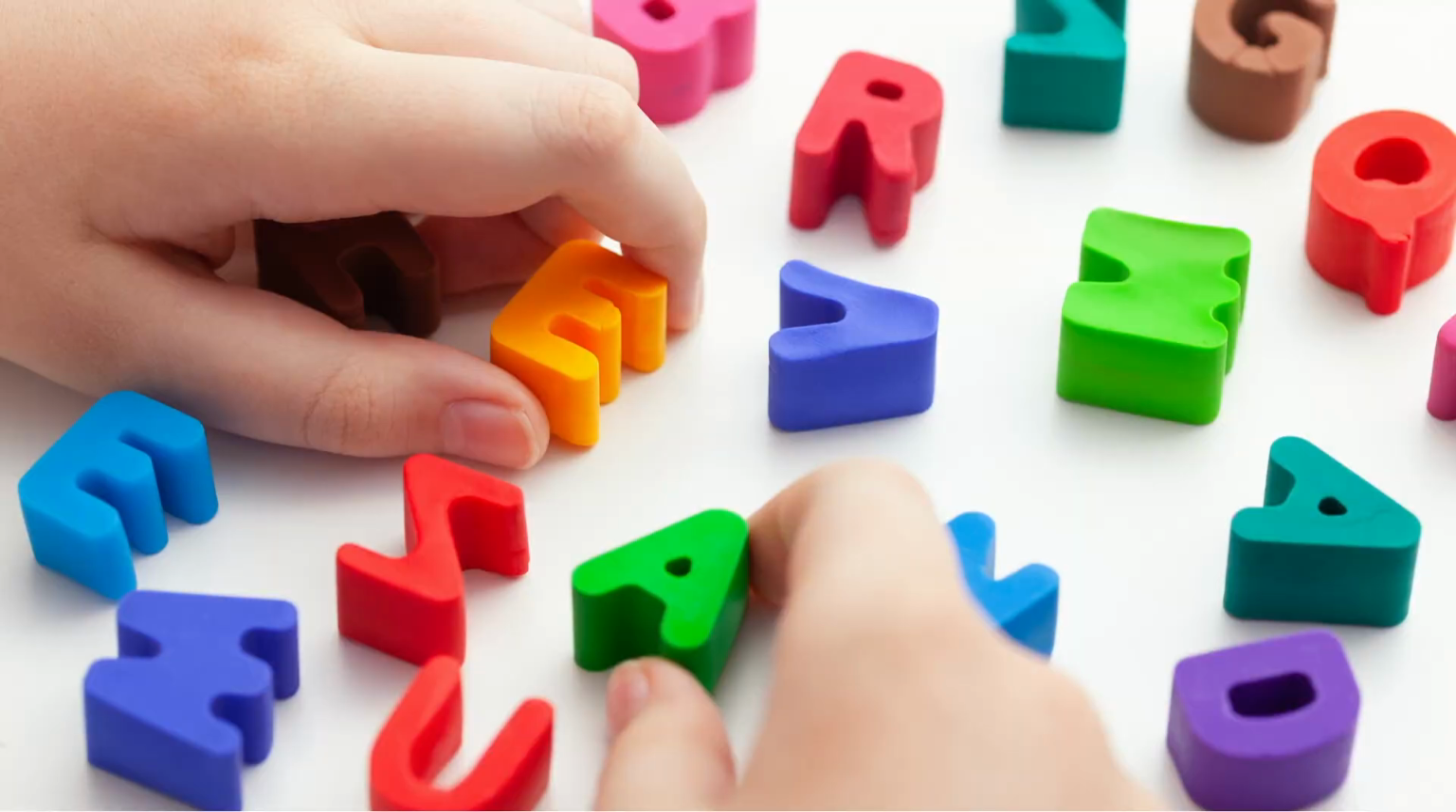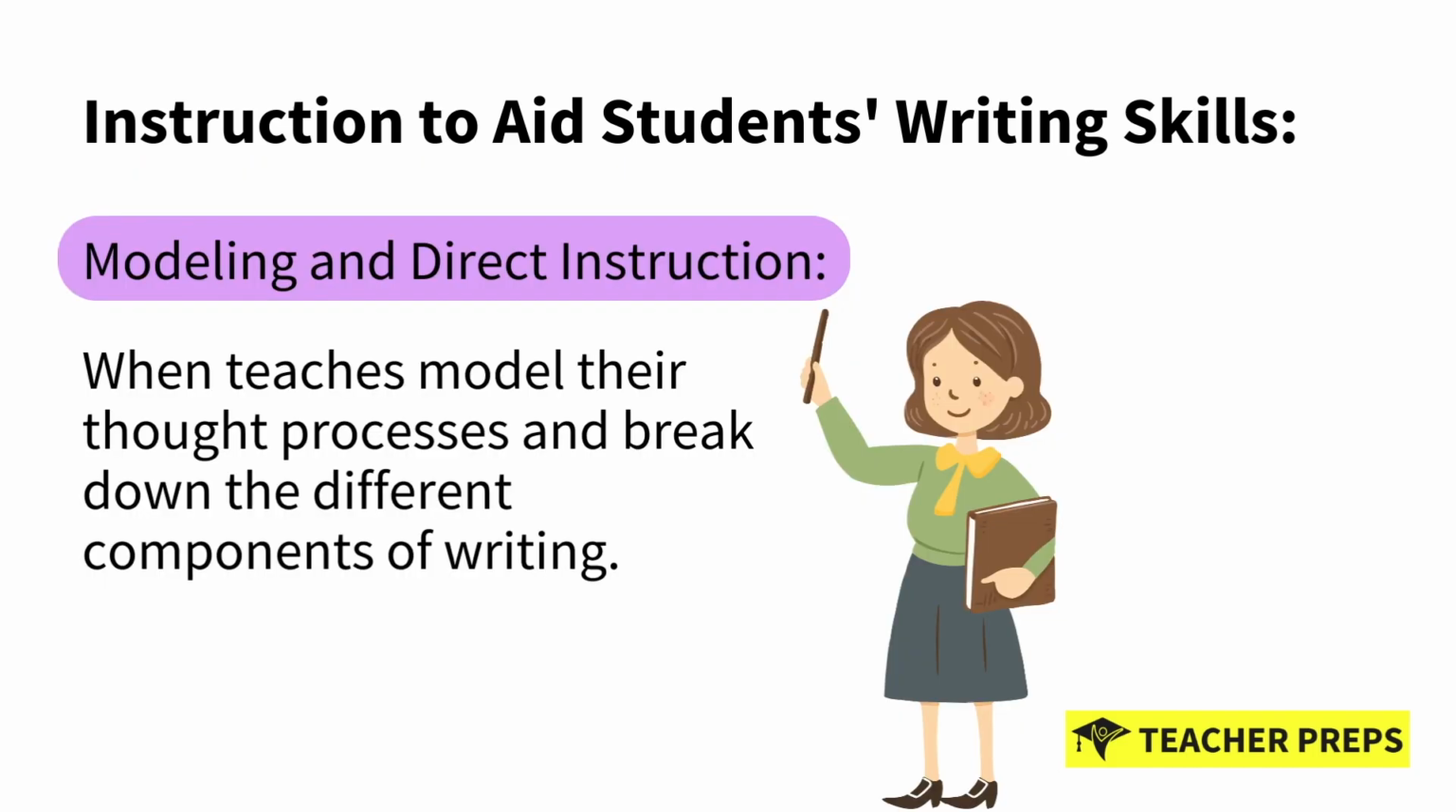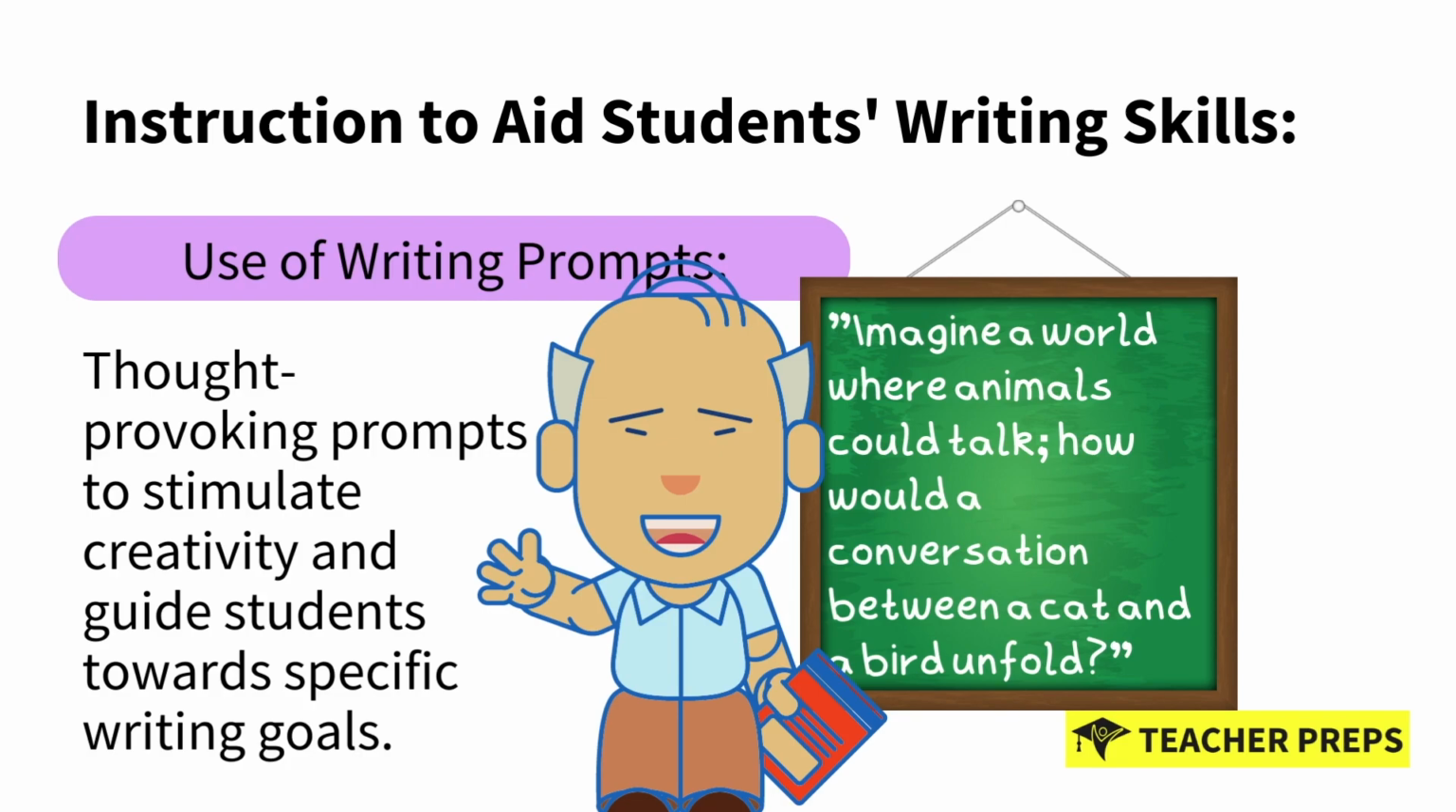Effective instruction to bolster students' writing skills and the importance of spelling for children are crucial topics in educational studies. Now, let's look at the effective instruction to aid students' writing skills. The first instructional strategy that you'll want to be on the lookout for on your exam when you come across an answer is modeling and direct instruction. Teachers should model good writing practices by writing in front of students, discussing their thought process, and breaking down the different components of writing.